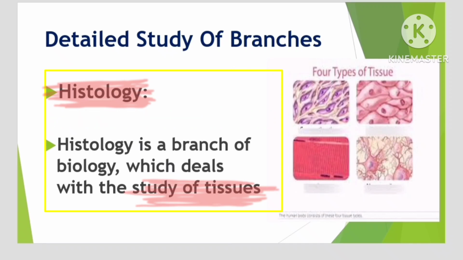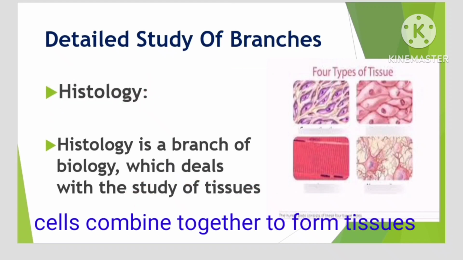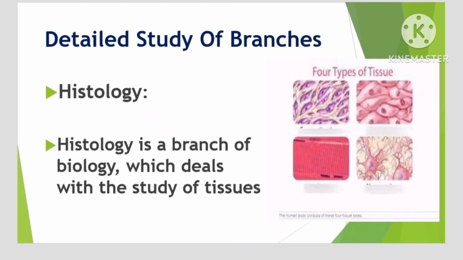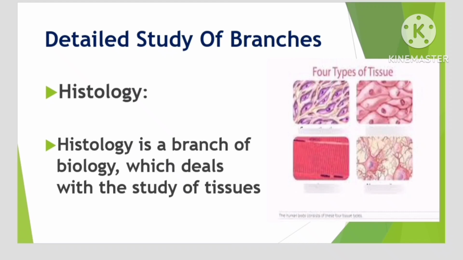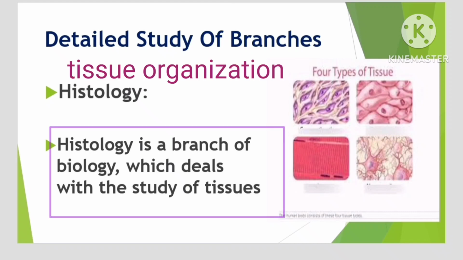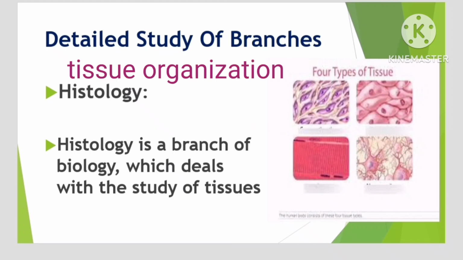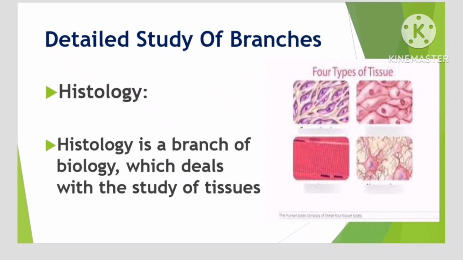Those cells which are similar in structure and function tend to group themselves and form tissues. Histology is a branch which is used to diagnose and treat different kinds of diseases, as these tissues are studied under microscopes. It is also the study of tissue organization. So histology is the branch of biology in which we study the tissues of plants and animals.